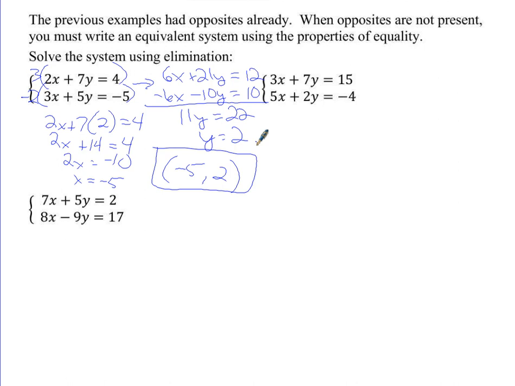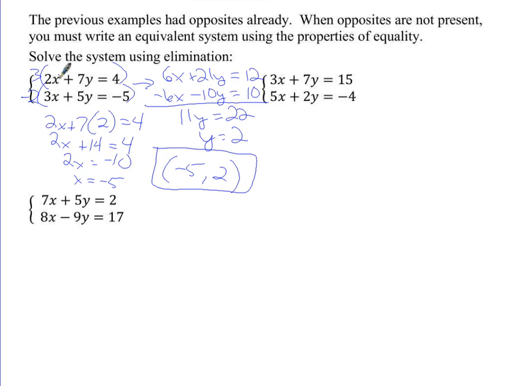Once you're here, it's a piece of cake to go back to one of the original equations. Just pick one, it doesn't matter which one. Looks like we chose the top one, so we wrote 2x plus 7 times y is 2, so we wrote 2x plus 14 equals 4, and then solve for x, and you get x equals -5. So then you write your answers in ordered pair, (-5, 2), and then you check your answers in your original equations to make sure that they work.